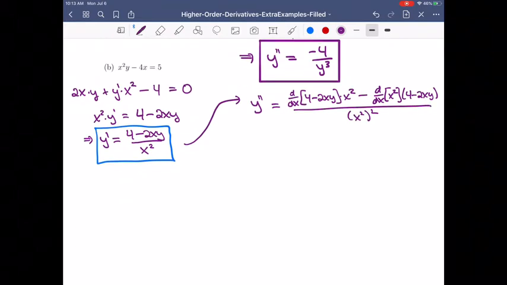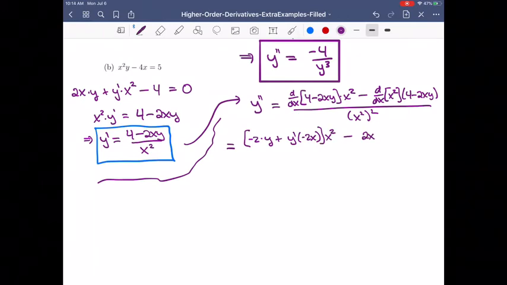Okay, so the derivative of this first part is actually quite complicated. So the 4 goes away, it's 0. But then I have to use the product rule. So the derivative of negative 2x is negative 2 times y plus the derivative of y is y prime times the negative 2x. Okay, so that's the derivative of the first part, and that's going to be times x squared. Minus the derivative of x squared is just 2x, so that's times 4 minus 2xy, and then it's all over x to the power 4.